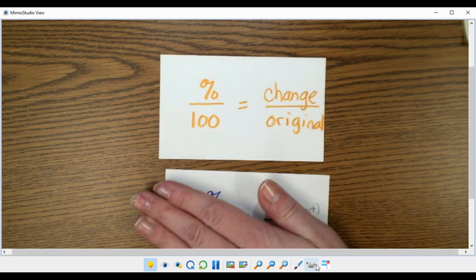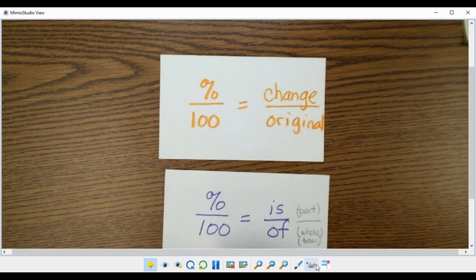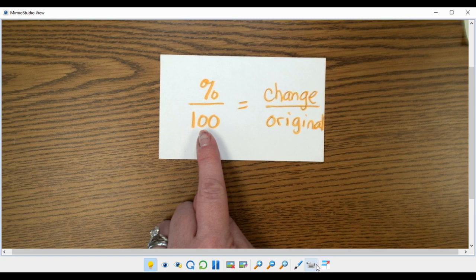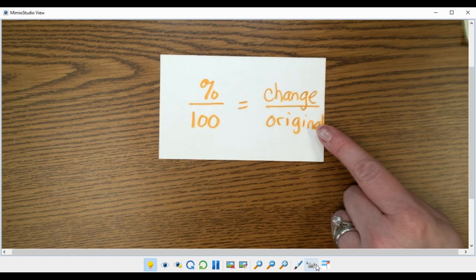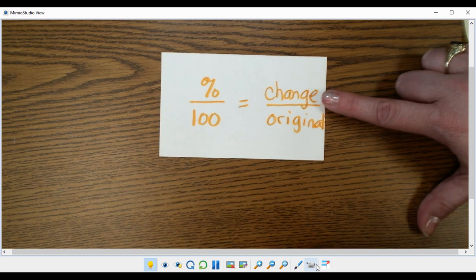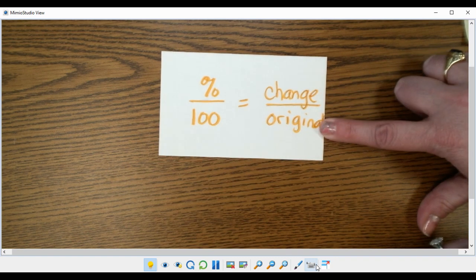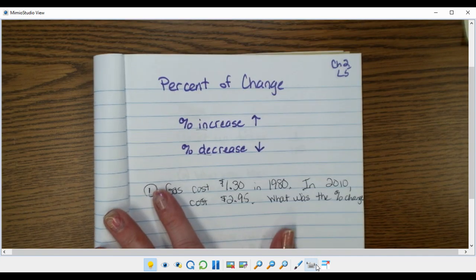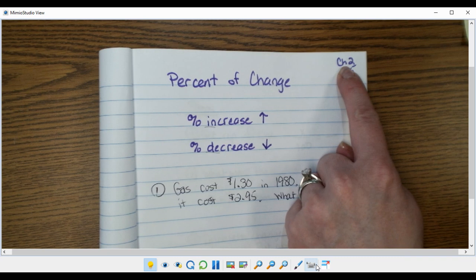And now we're going to talk about percent change. So it's not just finding the information, but things have changed over time, and we want to find out by how much. So the problem is now going to become percent over 100 equals change over original, which kind of has that same idea of part over whole. We're changing a little bit of it, and then we want to know what the whole thing was, the original. All right, so this is called percent of change. If you need to look it up in your book, it will be chapter 2, lesson 5.